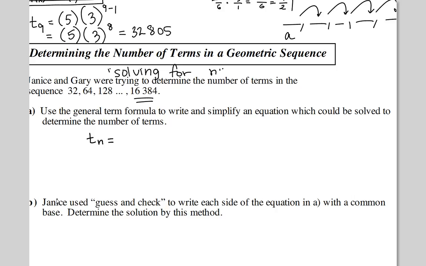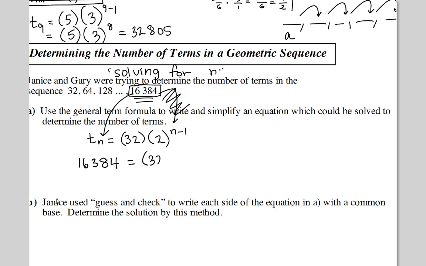Arithmetic. Okay, Tn is A, which is 32, multiplied by R, which is 2 to the n minus 1. Now this is what some of you were having trouble with on the quiz. What is 16,384? Is it n or is it Tn? Do not screw that up. Okay, so 16,384 is the term value. We want to know which position it's in.